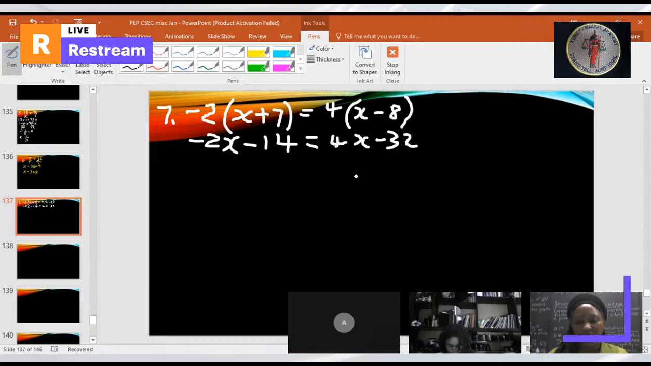And what do we mean by like terms? For example, the negative 2x and the 4x. What makes them alike? The x. So they both have an x. So we're going to group the like terms. And which other terms are alike? The negative 14 and the negative 32.